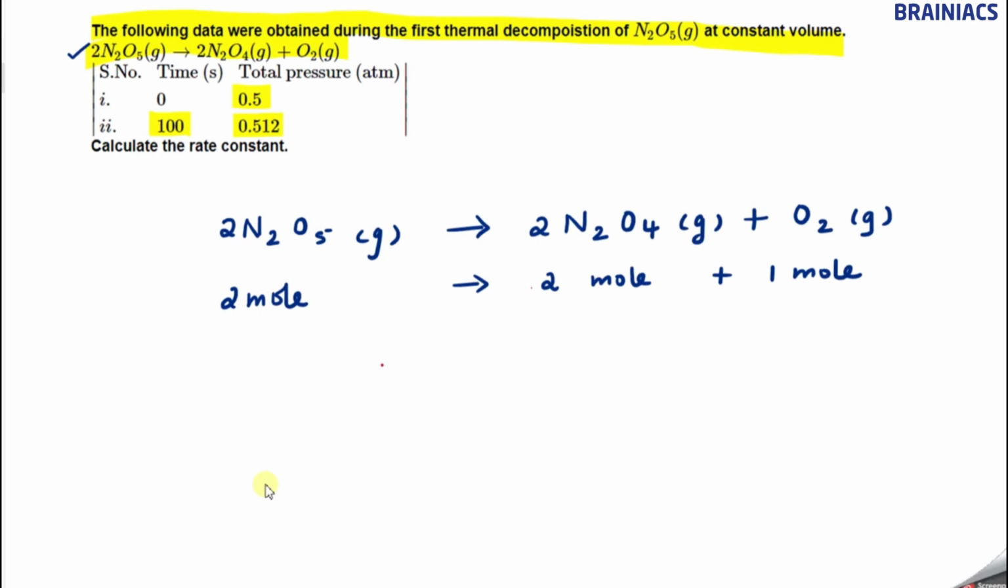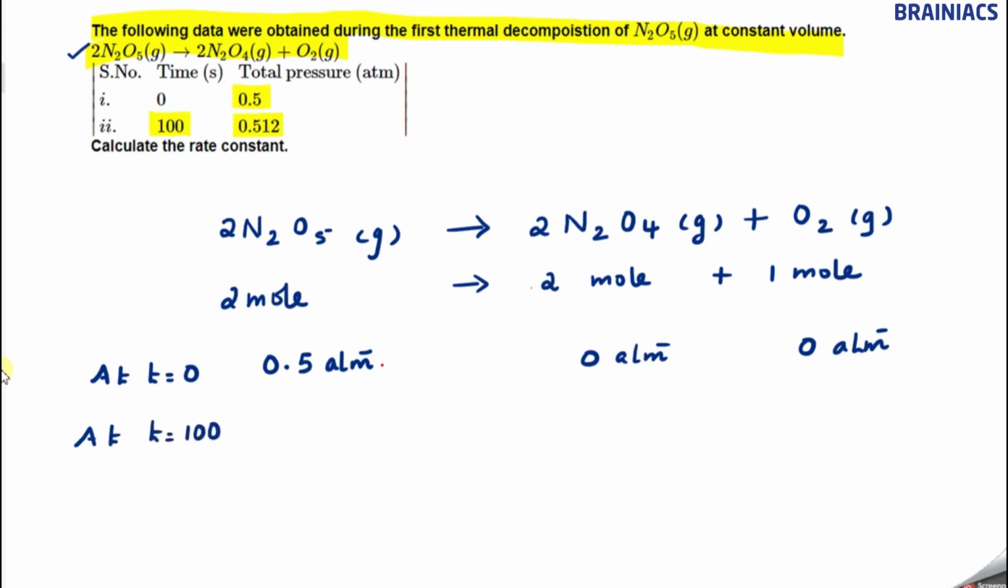Now, let's see, starting at time t equal to 0. At t equal to 0, we know that the total pressure is 0.5 atmosphere. So that means the 0.5 atmosphere is due to N2O5, correct, because only the reactant was present initially. So the pressure of N2O4 and oxygen is 0 atmosphere, because they were not present at that point of time. Now we say at time t equal to 100 second. That is what is given in the question.